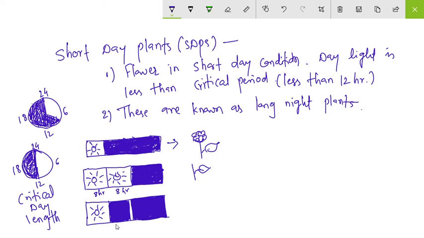And the third condition, where the day period is short and the night period is long, but this dark period is interrupted by a single flash of light.